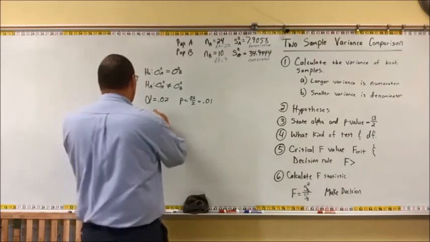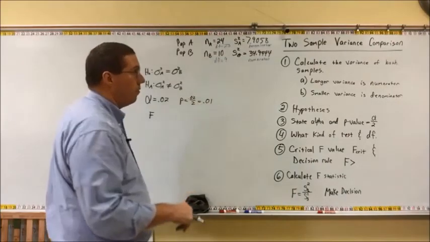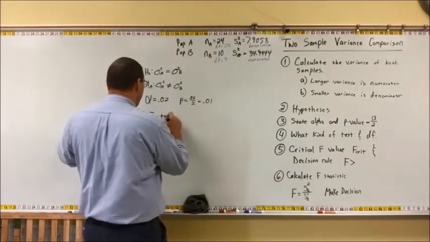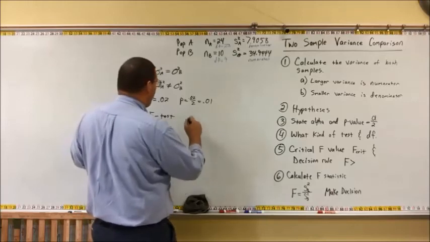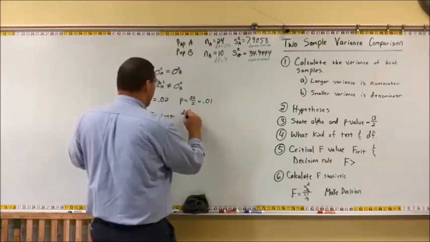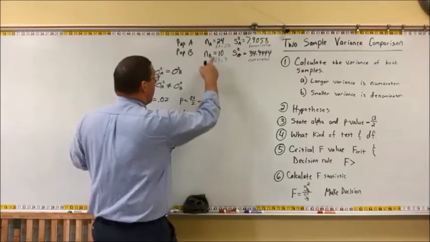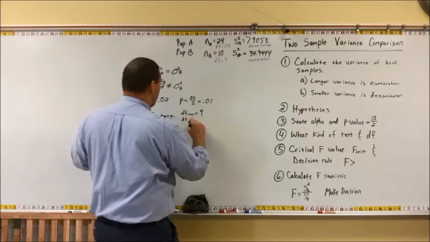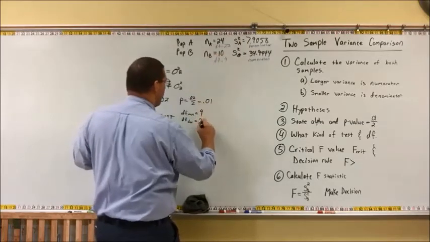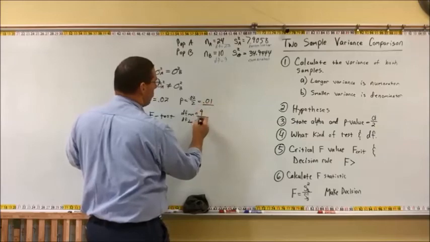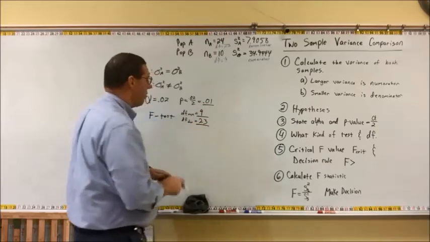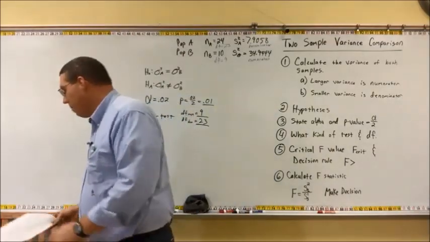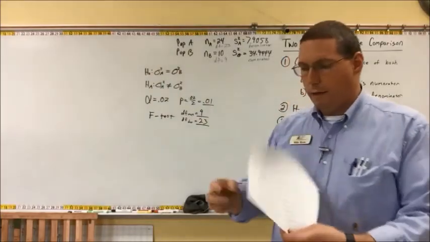All right, so 0.01. What kind of test is this? Well, whenever we do the two-sample variance comparison, whenever we compare the variances, that's an F test. And what are the degrees of freedom? Well, the degrees of freedom for the numerator is 9, and the degrees of freedom for the denominator is 23. So, with 0.01, numerator degrees of freedom 9, denominator degrees of freedom 23, we can now go to our F table. Let's find our F table. Make sure that we're on the side that says 0.01.